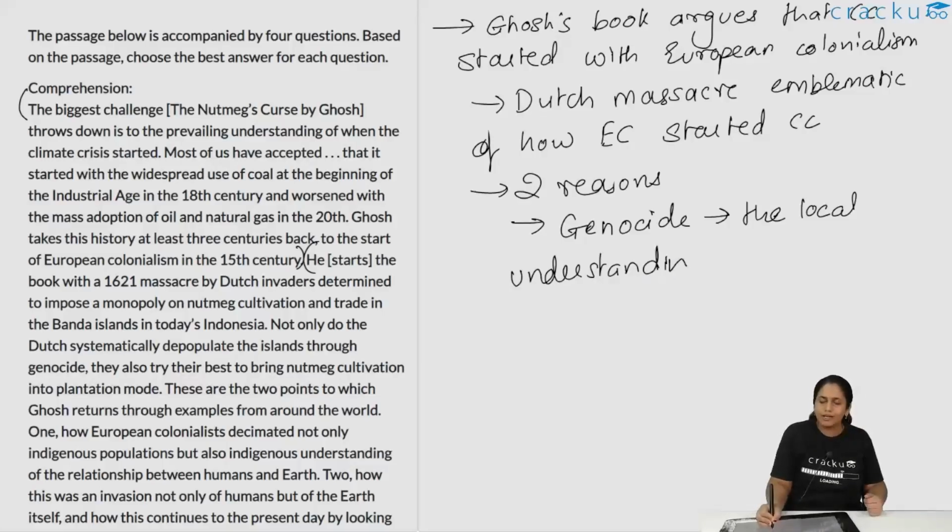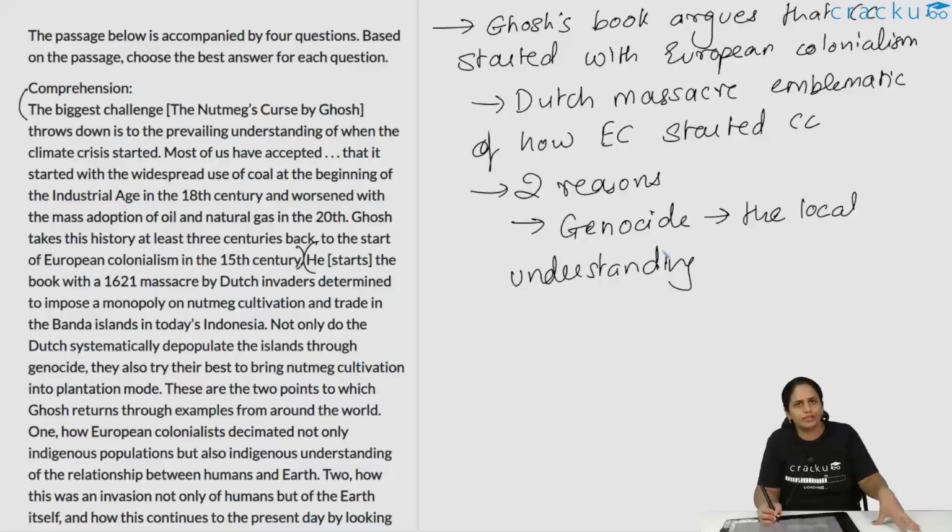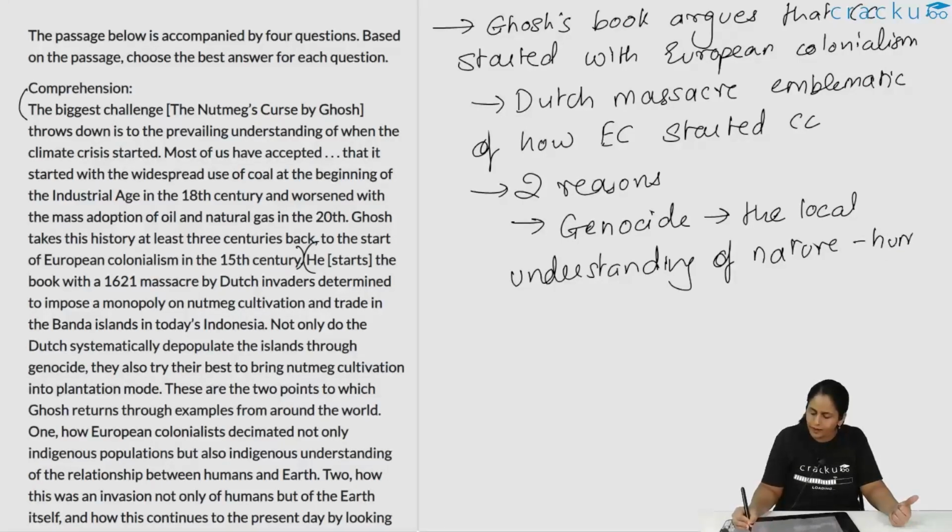So, the indigenous tribes had a different understanding of the relationship between earth and humans. They had a more symbiotic relationship. These guys took that away, killed it and replaced it with plantation mode. Plantation mode is basically a kind of an industrial way of cultivation. You maximize output. When you want to maximize output, you would use the plantation method. So, you kill the local indigenous way of interacting with nature and replaced it with the industrial, the colonial way of interacting with nature. So, the local understanding of nature-human relationship, it killed this along with the humans as such. So, this was the first reason why this led to climate change.